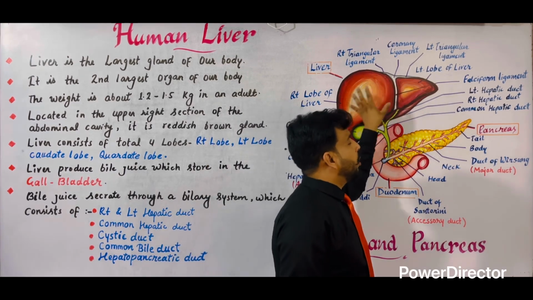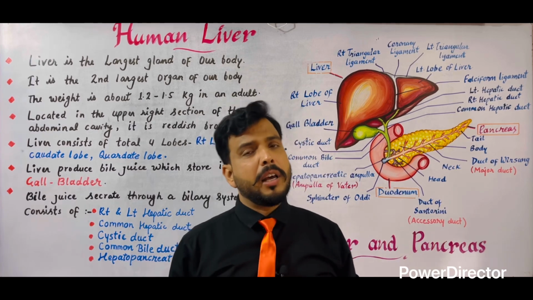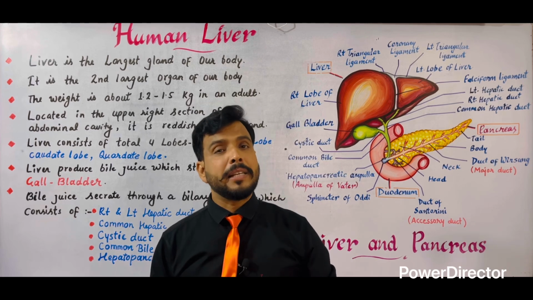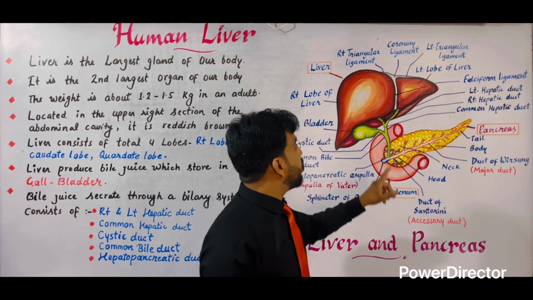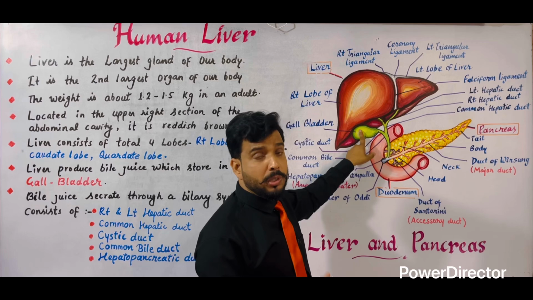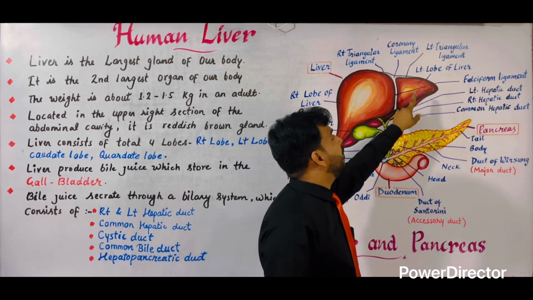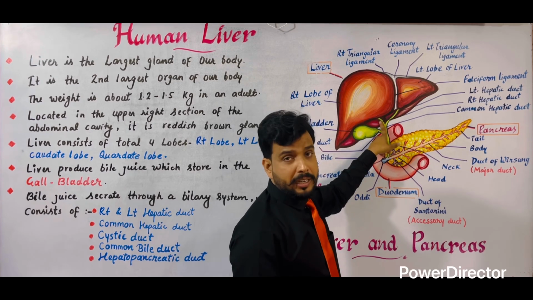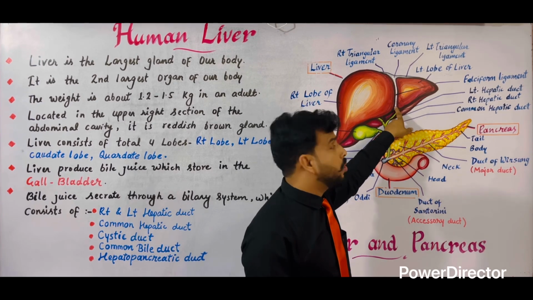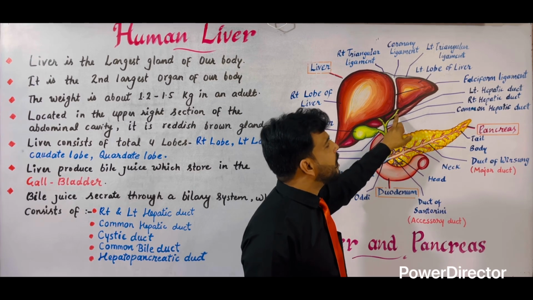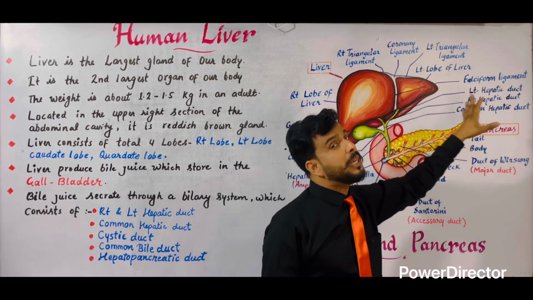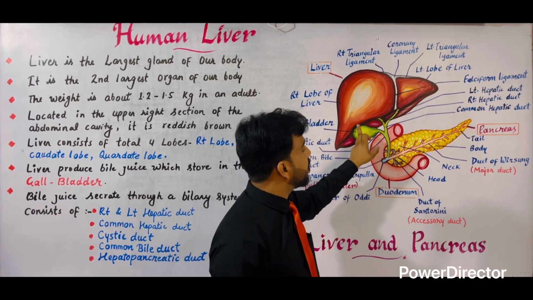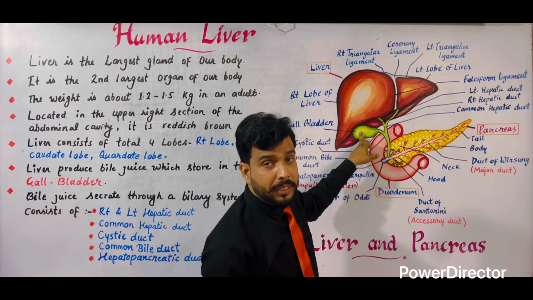As we know, these are the lobes of the liver. The lobes of the liver are made up of thousands of cells which are known as hepatocytes or hepatic cells. These hepatic cells produce bile juice. This bile juice is stored in the gallbladder. But how is it stored in the gallbladder? From the left lobe, the left hepatic duct arises. From the right lobe, the right hepatic duct arises. Both carry bile juice towards the gallbladder. Now both the ducts fuse together to form a common hepatic duct. This common hepatic duct carries the bile juice into the gallbladder.